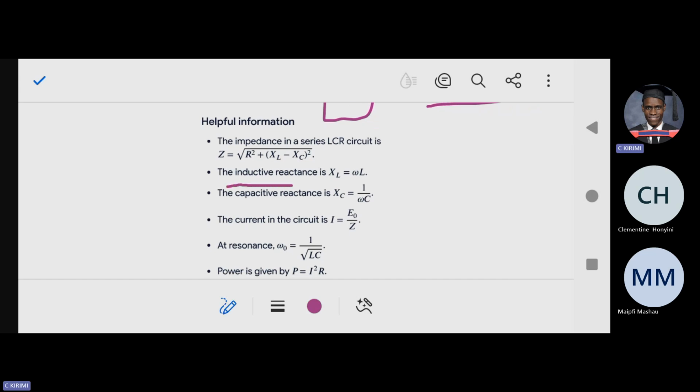The formula for inductive reactance, but we have not yet answered our question. It's just helpful information that you need as notes. The capacitive reactance, XC, how are you going to calculate it? Calculate the current in the circuit, and then Z is the impedance, which is given by the formula of the square root of R squared plus (XL minus XC) squared, where XC is for the capacitor, L is for the inductor.